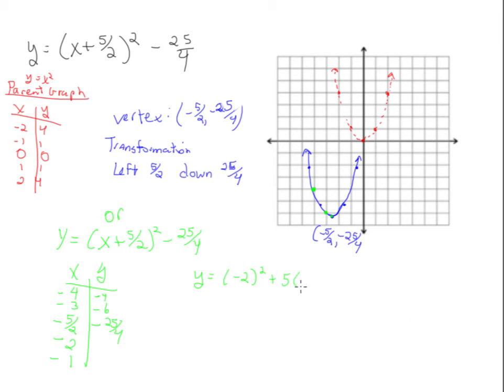Plugging in -2 into our original equation, we get -6. And plugging in -1 into our original equation, we end up with -4. And this is how you graph a quadratic equation when vertex form has fractions.